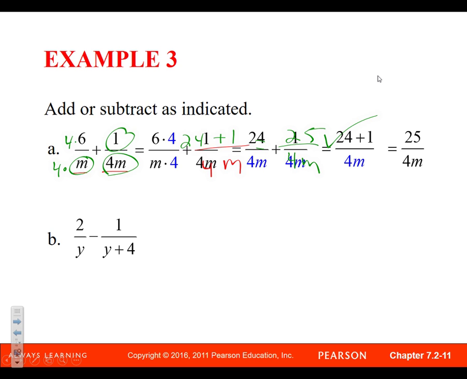Okay, looking here. Next example. Are these two numbers the same number? Is y the same thing as y plus 4? No. So I'm going to need both of those for my denominator. I'm going to need y times y plus 4, don't I? Okay, so that's my new denominator. And then I need to check. So there's my denominator. It's just the product of the two, right?